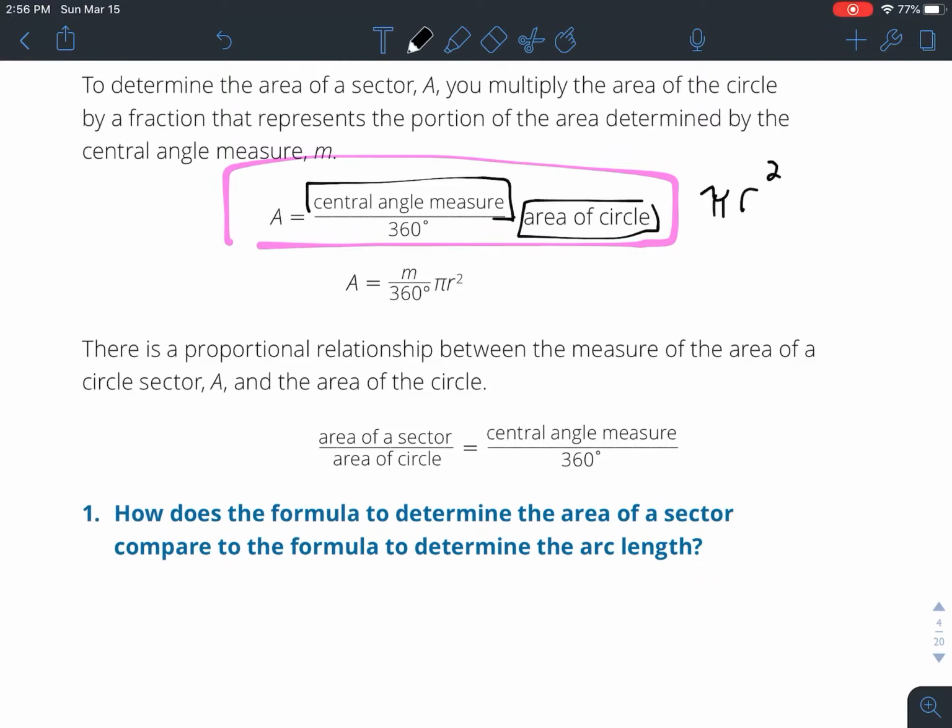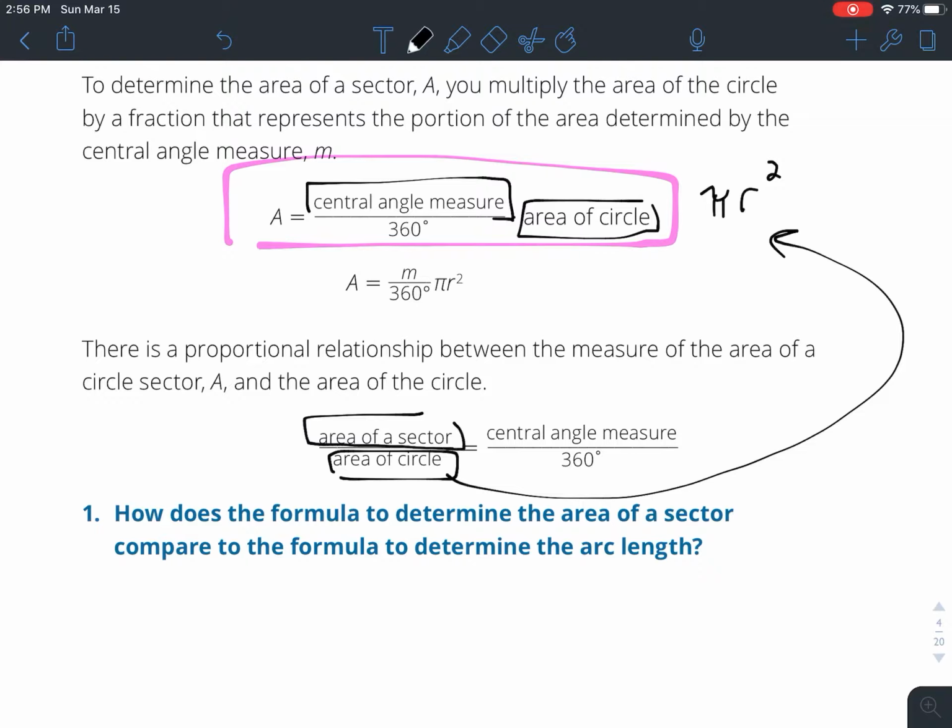So, area of the circle, right here, would be this. Area of a sector would be what we come up with here. And we know if we take the central measure, we set those two I gave the arrows to over each other, and we took the central angle measure over 360, they're going to be equal to each other.